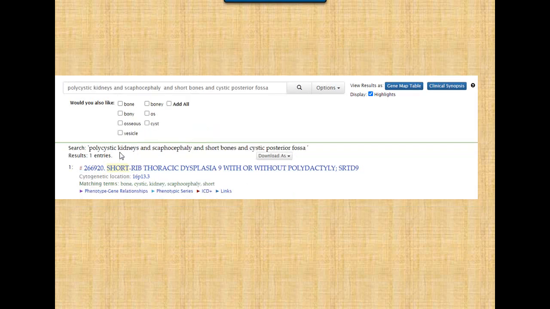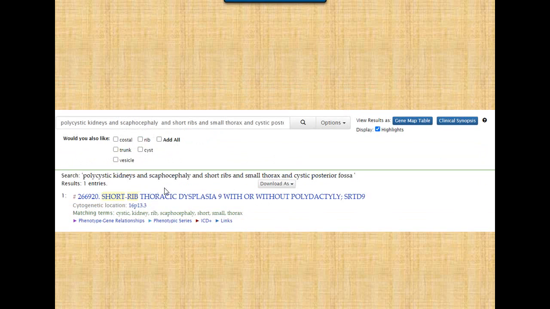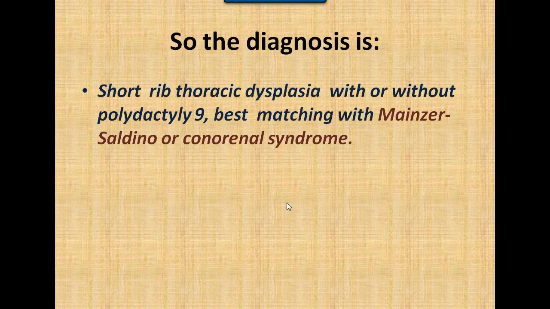When we changed the search into polycystic kidneys and scaphocephaly and short ribs, short bones and cystic posterior fossa, the same entry was achieved. When we changed also the search into polycystic kidneys and scaphocephaly and short ribs and cystic posterior fossa, the same entry again. And also with polycystic kidneys and scaphocephaly and short ribs and small thorax and cystic posterior fossa, the same entry was also achieved. So the diagnosis is short rib thoracic dysplasia with or without polydactyly 9, best matching with Mainzer-Saldino or cono-renal syndrome.